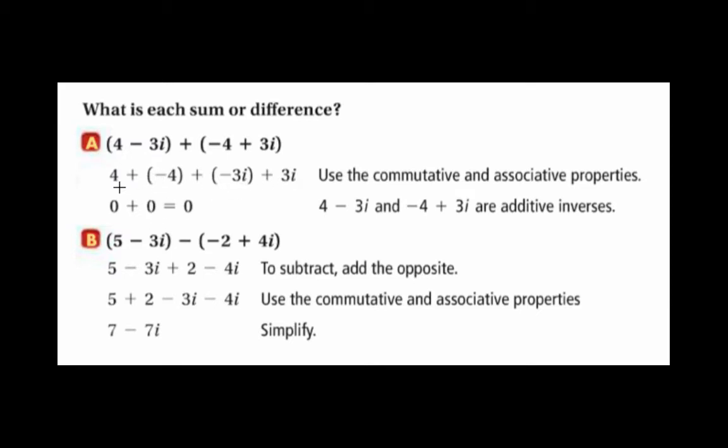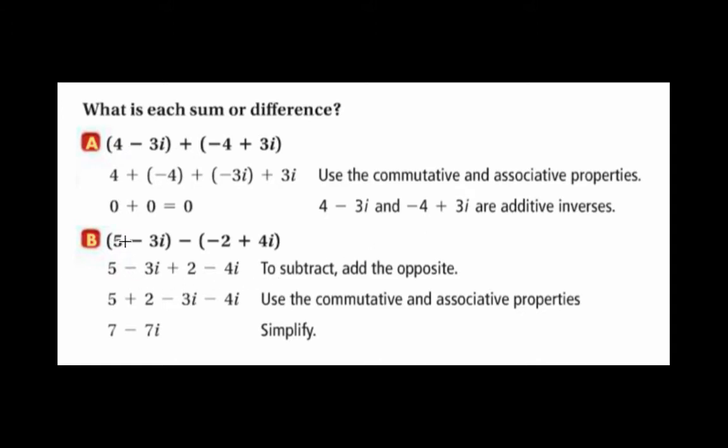Now, when we add the real parts together, we get a 0. That's where this 0 comes from. And when we add the imaginary parts together, we get another 0. And obviously 0 plus 0 is 0. So we would say that 4 minus 3i and negative 4 plus 3i are additive inverses of one another. That should make sense because 4 and negative 4 alone are additive inverses of one another, and a negative 3i and a positive 3i would be additive inverses of one another.